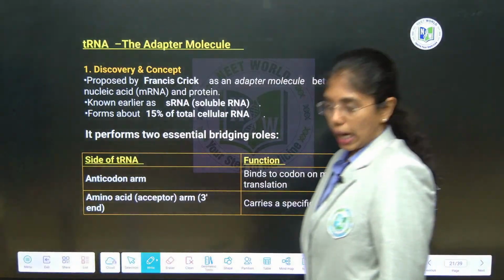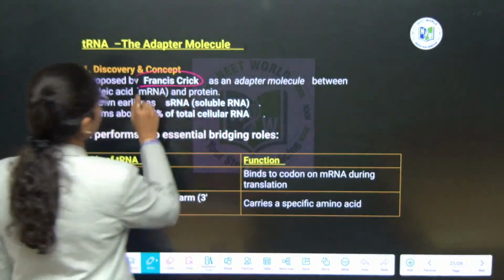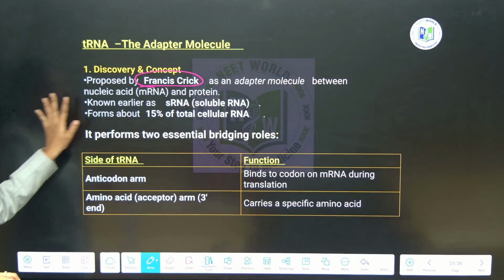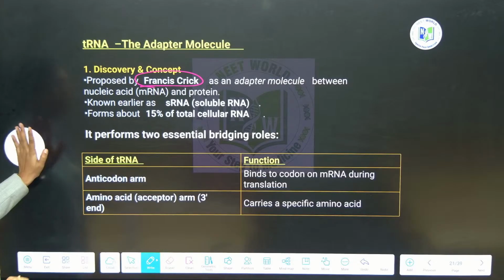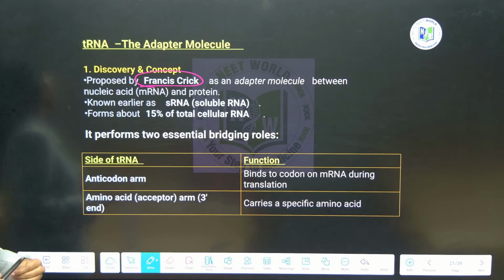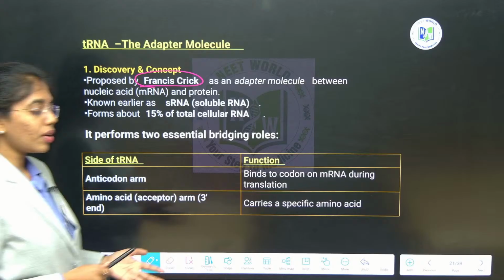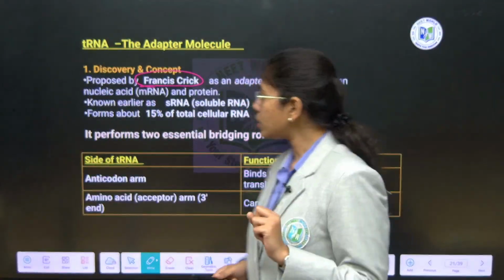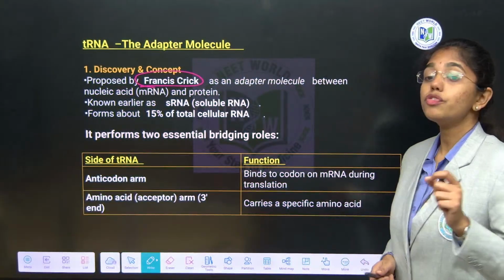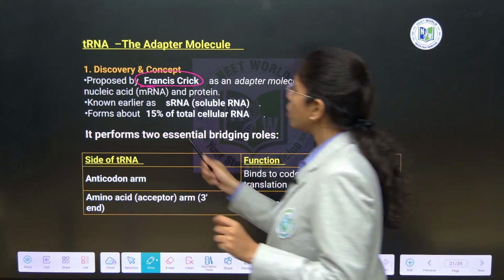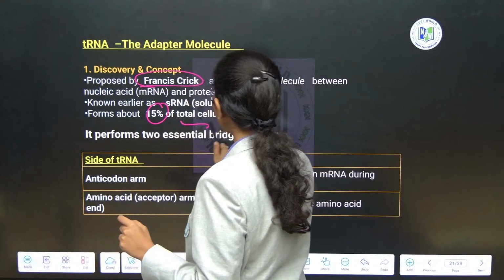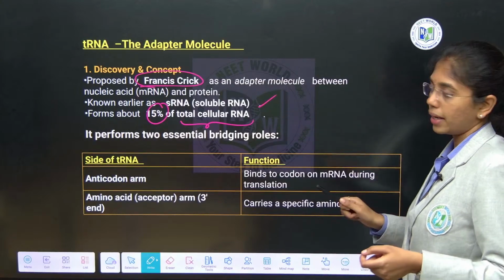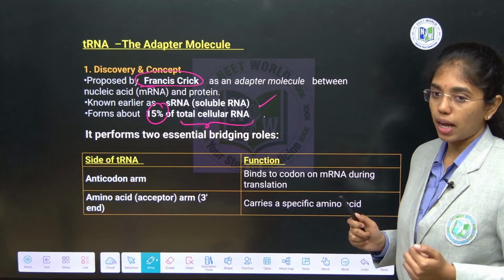Who discovered tRNA? That is Francis Crick. Till now whatever I have taught is the complete thing about tRNA, but here look into the theory ones. How much percent of tRNA is present in total cellular RNA? Total cellular RNA is a combination of mRNA, tRNA and rRNA. In that total cellular combination, tRNA is 15%. It was known earlier as soluble RNA, and it is also known as adapter RNA.